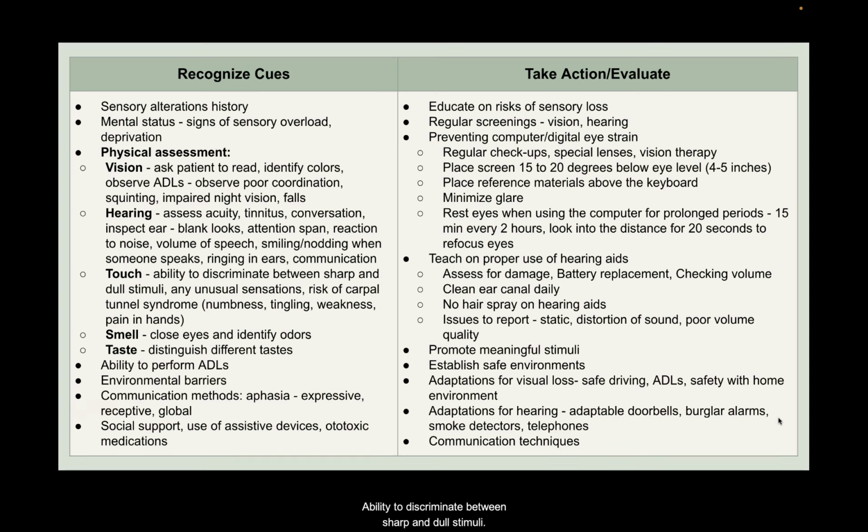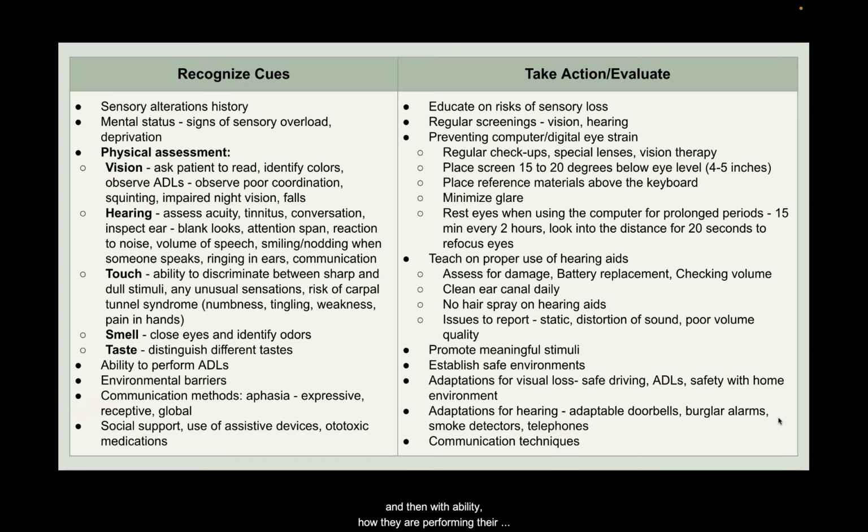And touch, ability to discriminate between sharp and dull stimuli, right? And we do that, right? We poke them with a little sharp thing and say, okay, did you feel this? Tell me if it's sharp or if it's dull, right? It can detect neuropathies, right? Any unusual sensations? Do they feel any tingling, paresthesias, burning? Risk of carpal tunnel syndrome, for example: numbness, tingling, and weakness and pain in the hands. Ask them if they have those things. With smell, you can ask them to close their eyes and identify different odors. With taste, you can distinguish different tastes.